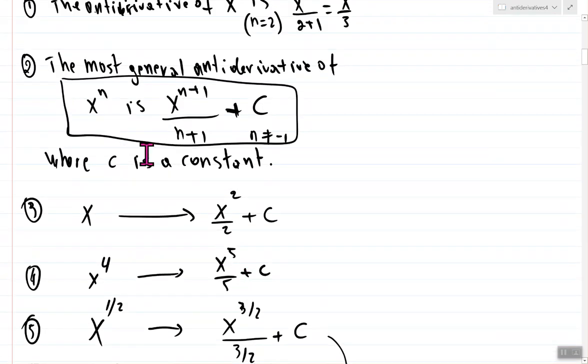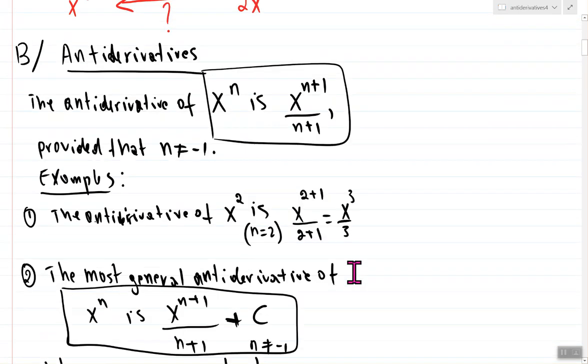You have to use the power rule of antiderivative. So x must be raised to the nth power. There's no fraction here. It's x raised to an exponent. So if the term doesn't look like this, you have to make sure it looks like this before you find its most general form of the antiderivative.